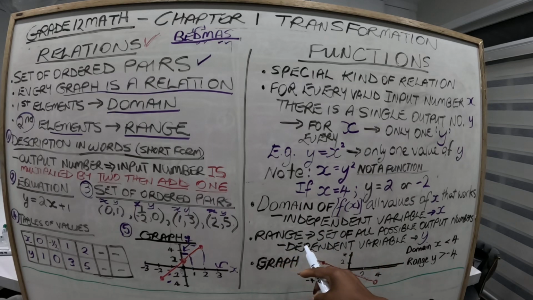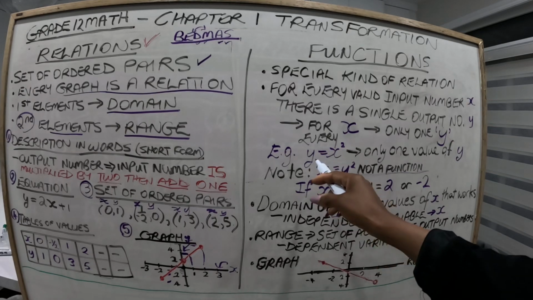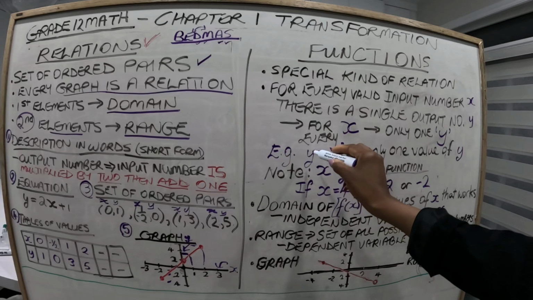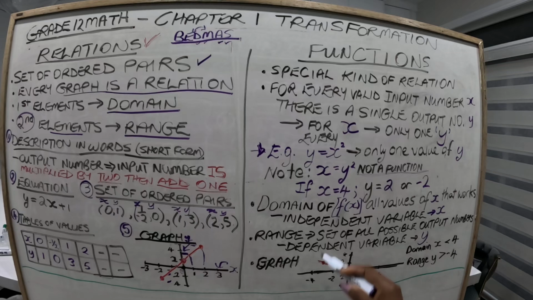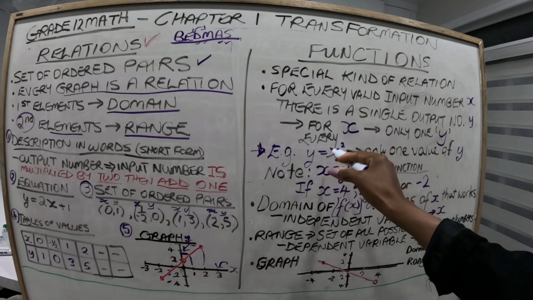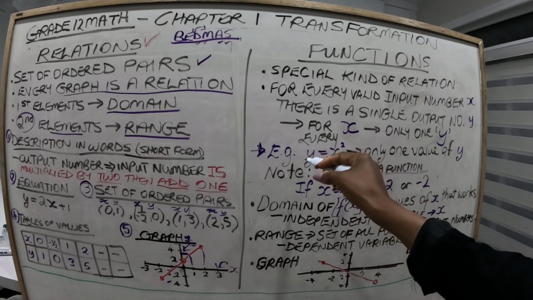The range, however, is the set of all possible output numbers, which is all the y values. So in this case, that's what a function is, and this is what I'm explaining. So y would be the range, which is the values of all the results after you input the value for x. So x is always independent, y must be dependent.